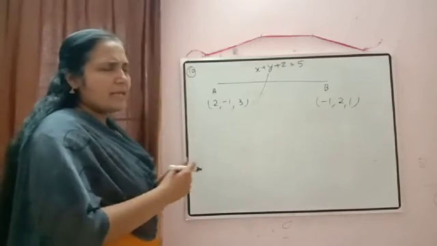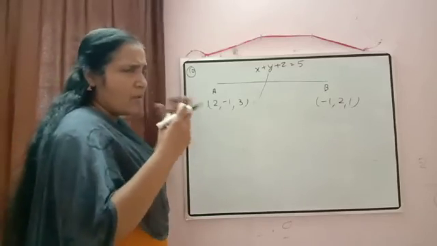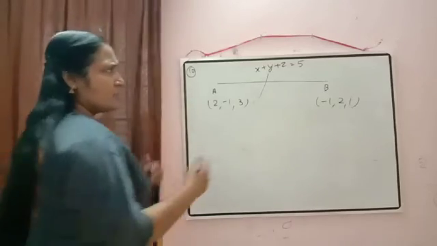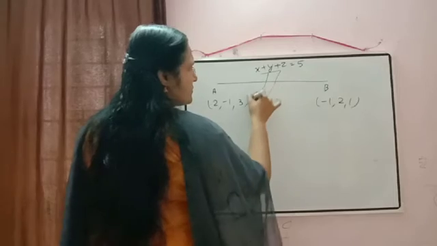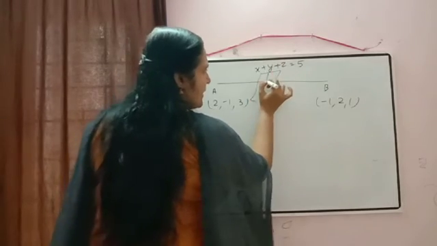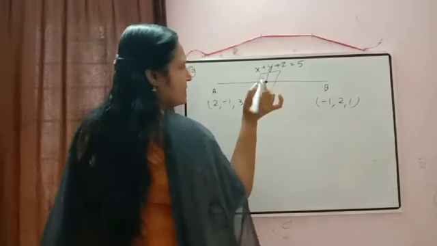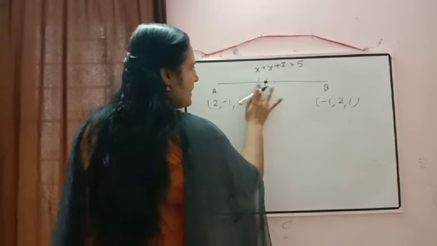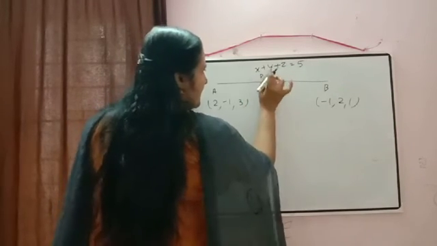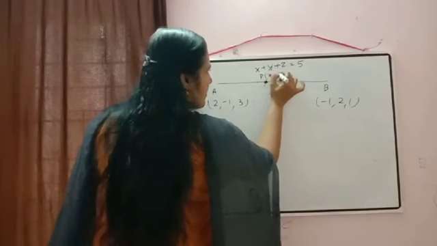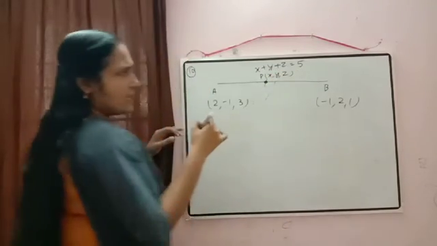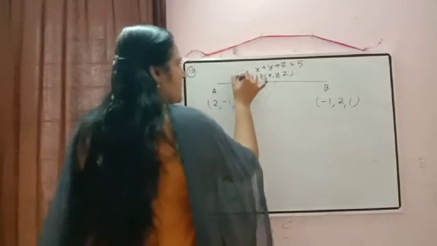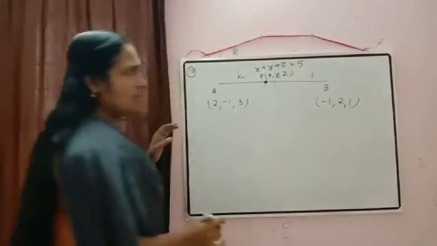So it is divided by the plane means it is divided by a point in the plane. If we draw the plane in this way, then also it is divided by a point in the plane. So that point we are taking as P with coordinates x comma y comma z. Again we will take, let the ratio be k is to 1.